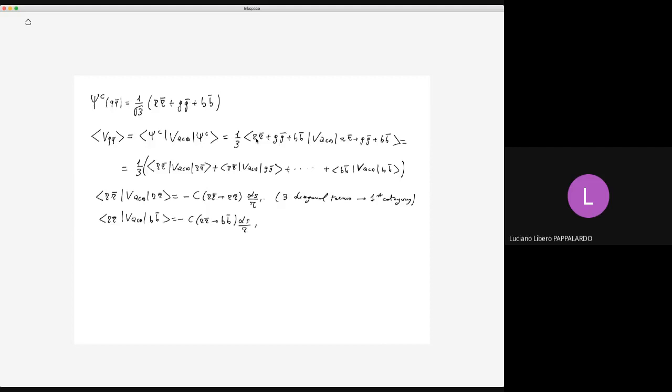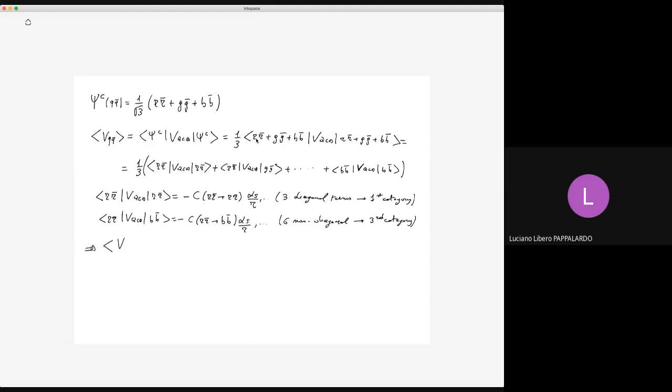Okay. In this case, this is the same for all the 6 non-diagonal terms, and this corresponds to the third category that we analyzed yesterday. Okay. So now we can replace everything into our expectation value.